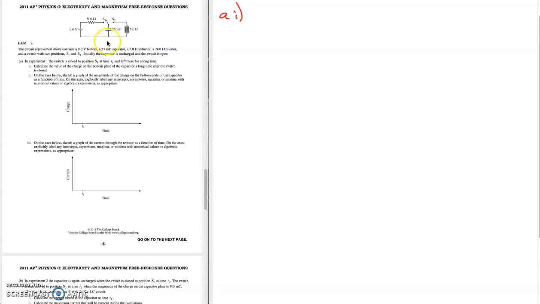eventually we will have the charge on the capacitor equal to the battery times the capacitance. So eventually that will be 9 times 25 milli, which is times 10 to the minus 3, which gets us 0.23 coulombs. Now, pay very close attention to the bottom plate.